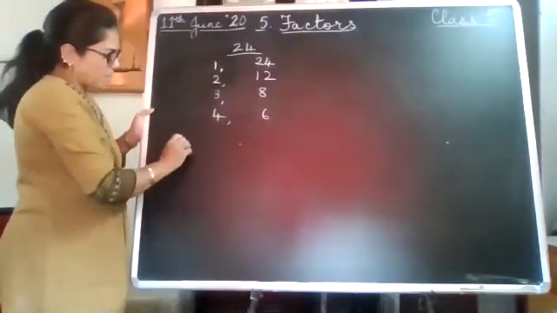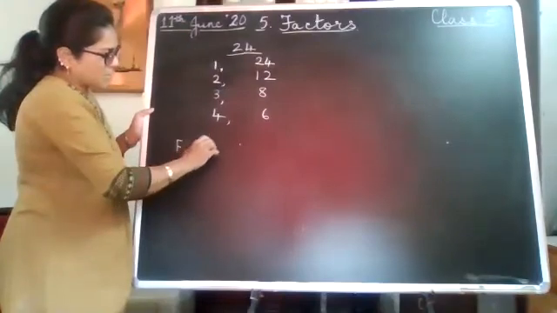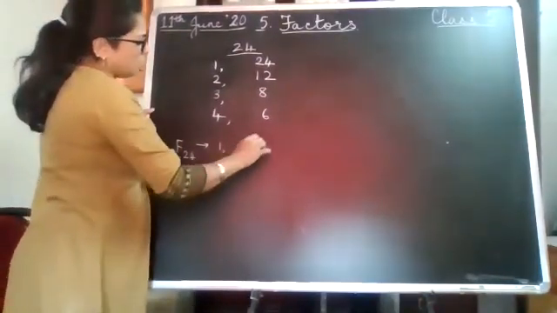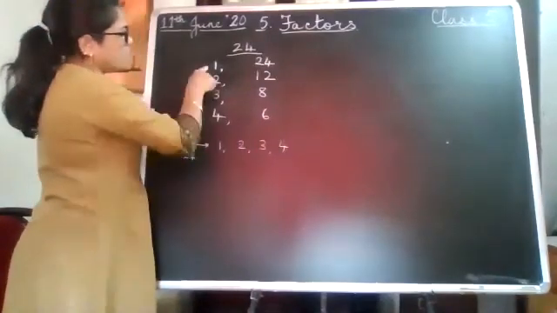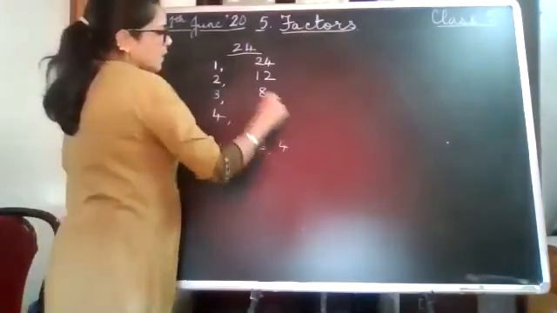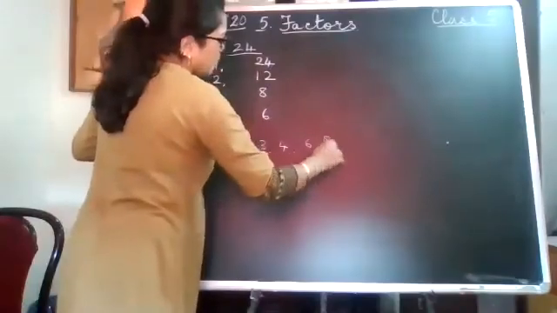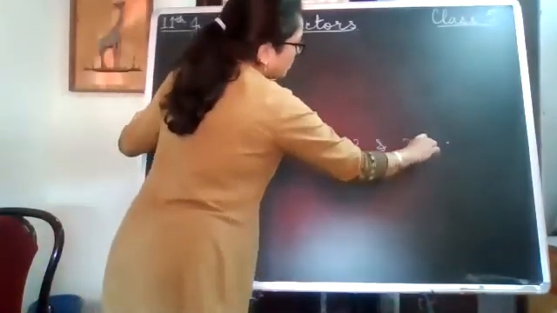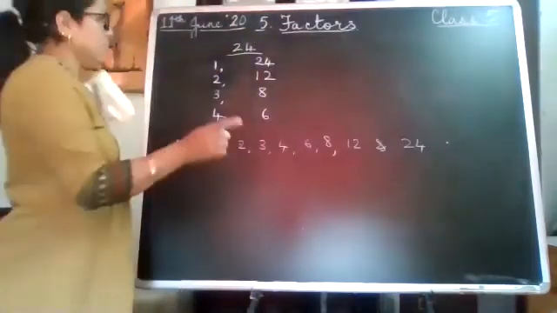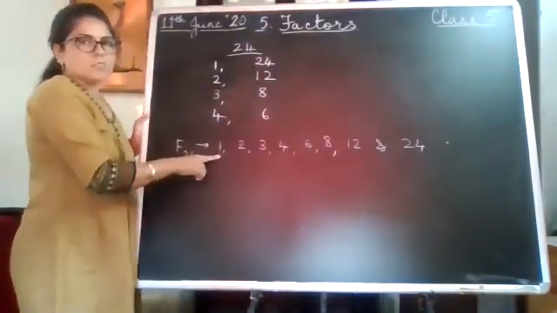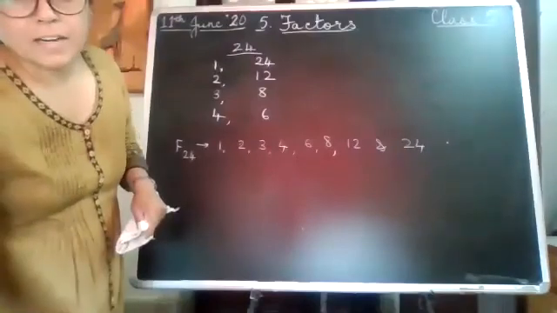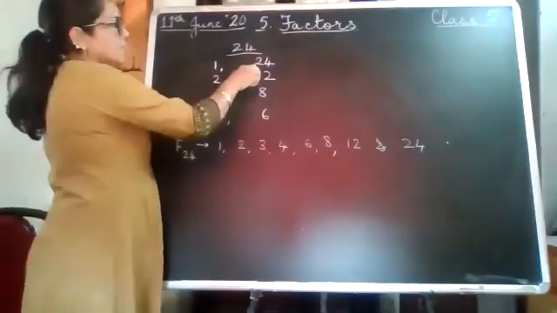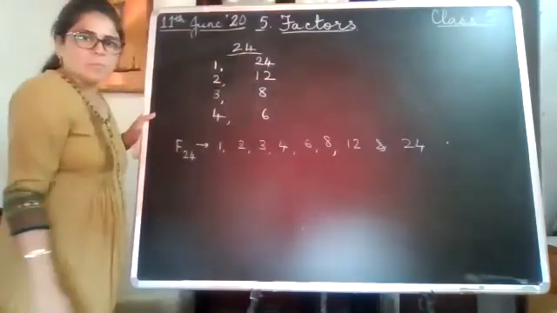Then you just simply list factors. Factors of 24: 1, 2, 3, 4, 6, 8, 12 and 24. Again, if you look, smallest factor is 1 and the biggest factor is the number itself. Biggest factor is the number itself.